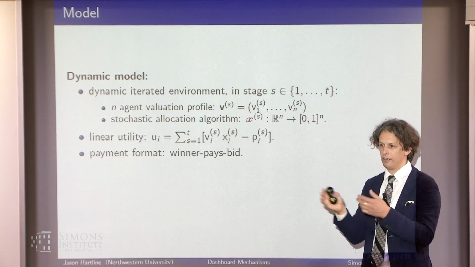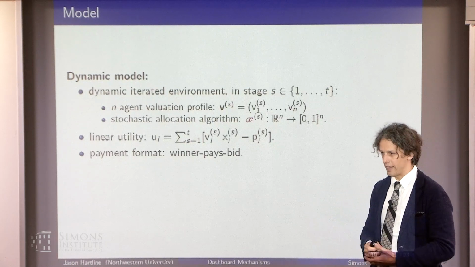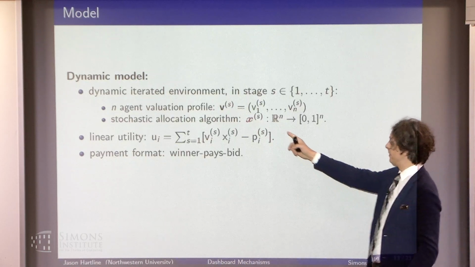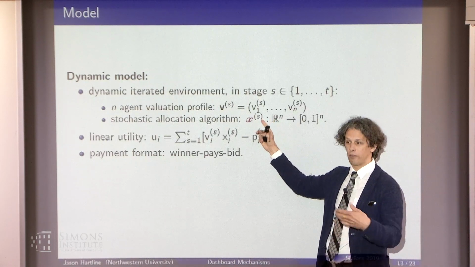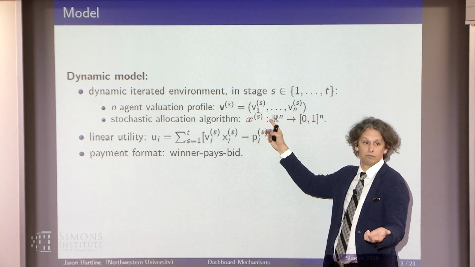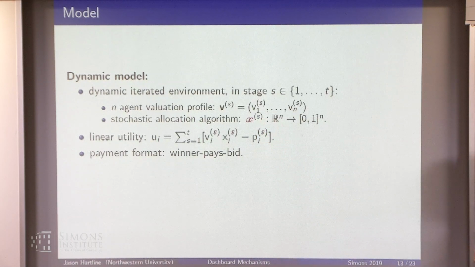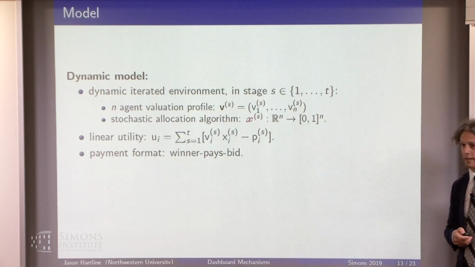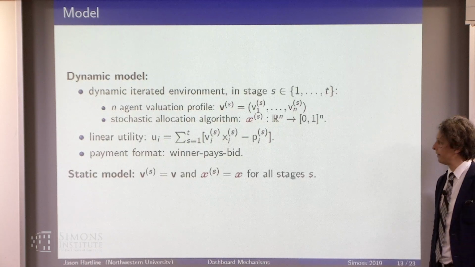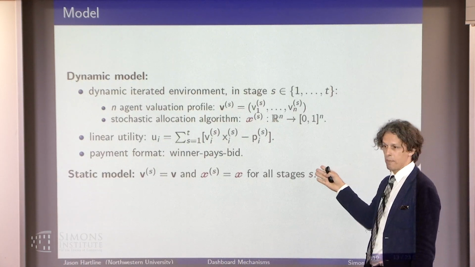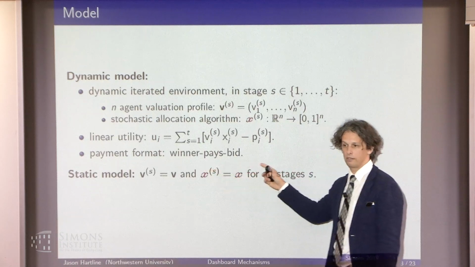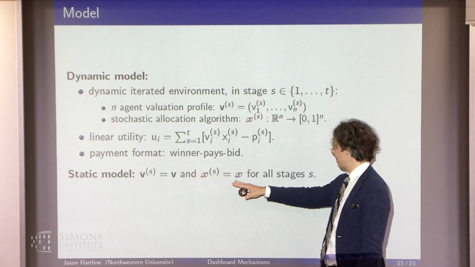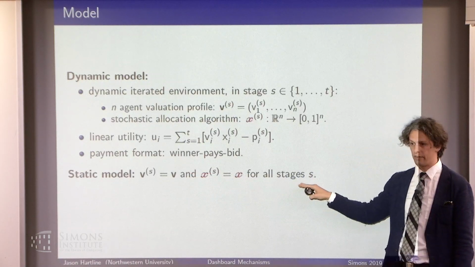So the user comes and maybe we model them randomly, so a random agent's going to win. Okay? The reason why this might change for the round is because different users in different rounds might make different choices. Okay? We have linear utilities. I'm requiring winner pays bid in each round. And I'm going to occasionally consider the static model, where I'm going to drop the superscript s, because everything's going to be the same. Okay, values will be the same in every round, and the stage allocation will be the same in every round.